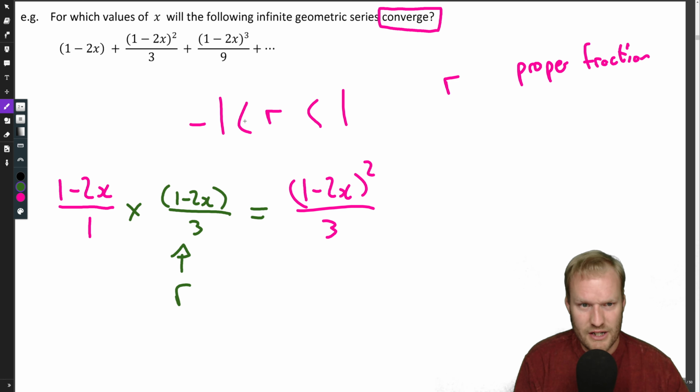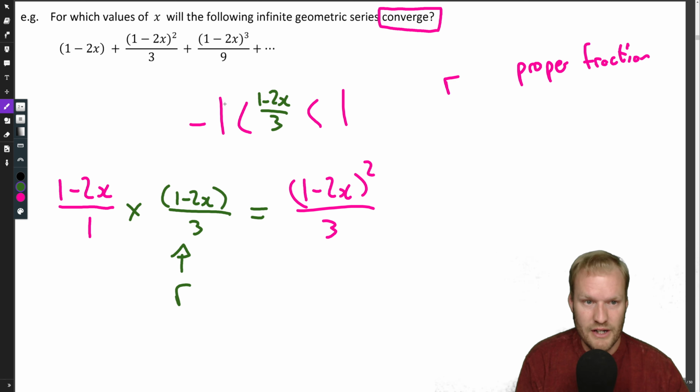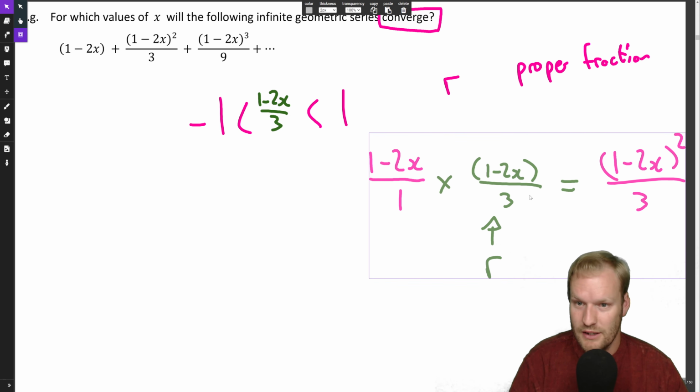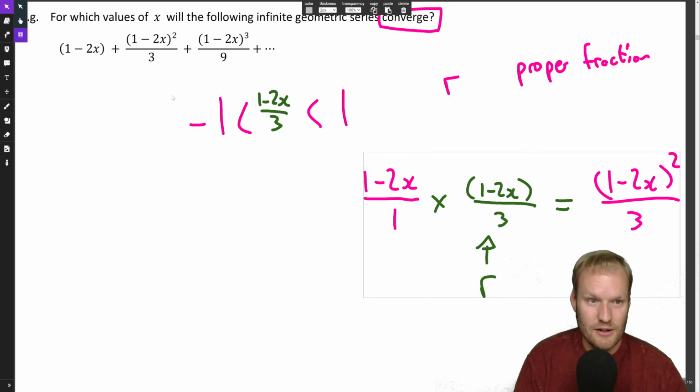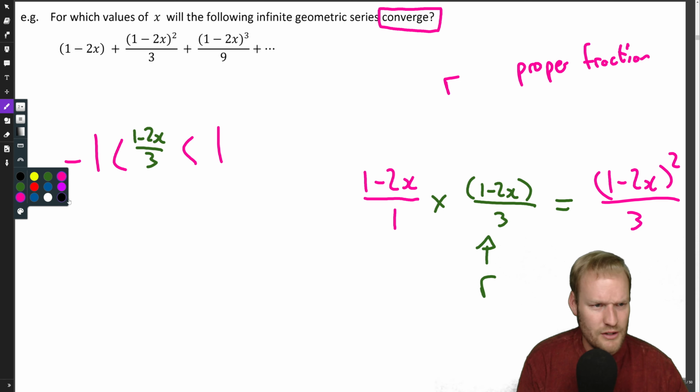Now we said the ratio needs to be between -1 and 1. So I'm going to say, wait a second, our ratio, (1 minus 2x) over 3, must be between -1 and 1. And now we just need to solve this inequality. So let's see if we can move these things. Sometimes it works nicer than other times. Okay, that's out of the way, and that one we can move over there. Beautiful. So let's solve our inequality here.